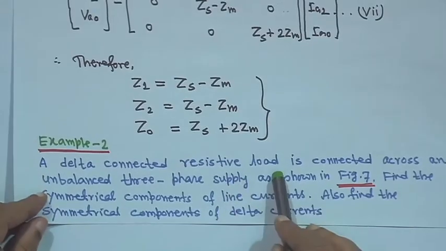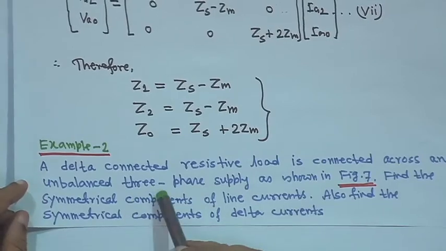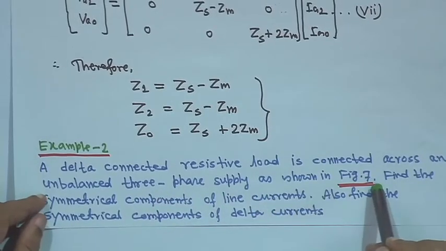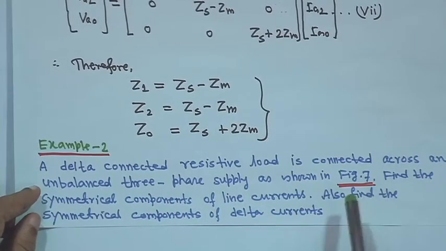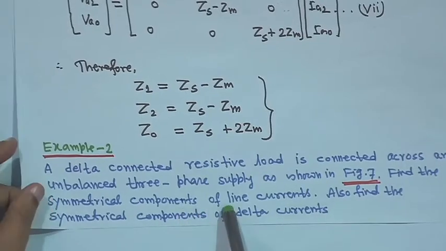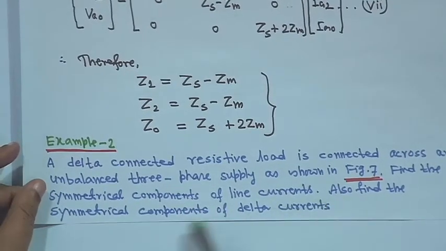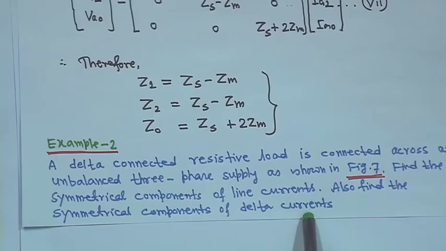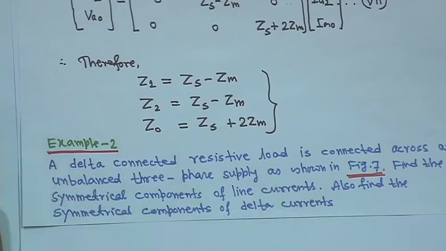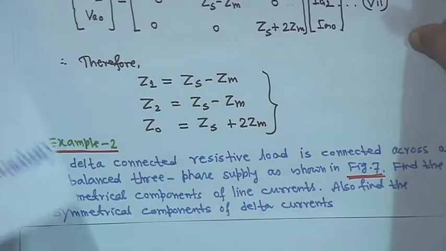A delta connected resistive load is connected across an unbalanced 3-phase supply as shown in figure 7. I'll show you that. Find the symmetrical components of line currents, and also find the symmetrical components of the delta currents. Both you have to find out, the symmetrical component of line current as well as the symmetrical component of the delta current. So, this example is like this.